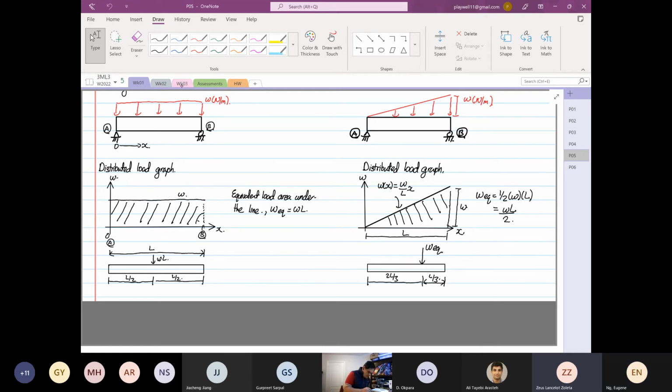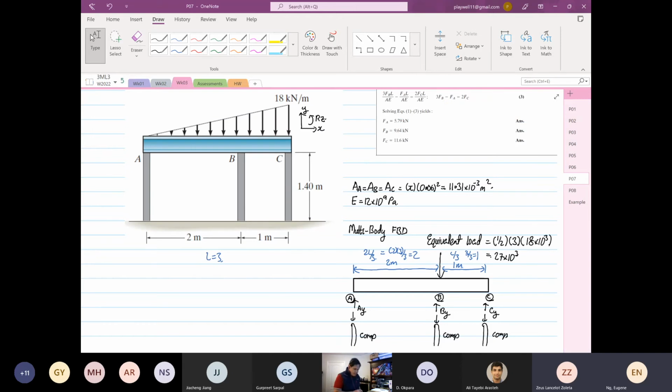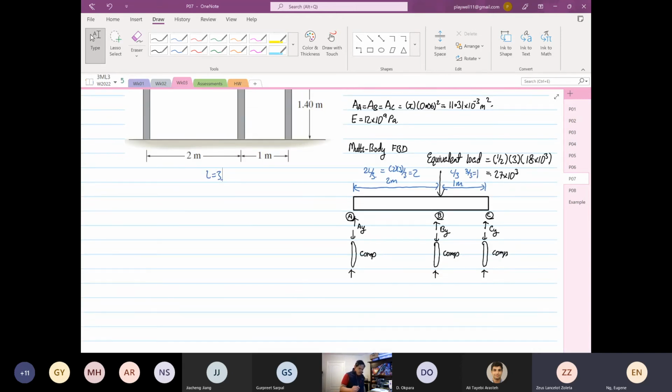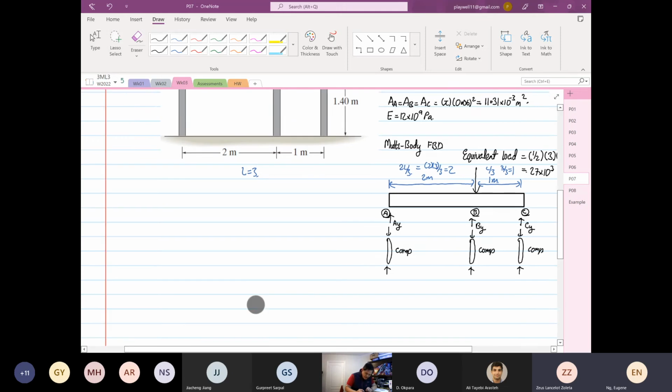Okay, so from here, now we have everything already. Now we can do our static analysis. From here, we can do our static analysis. Okay, so static analysis.